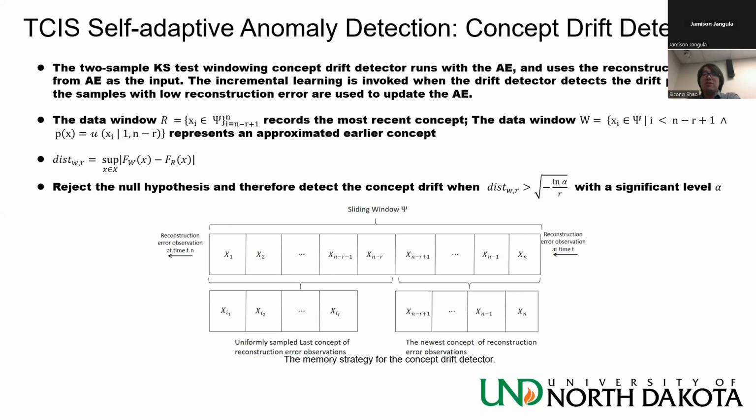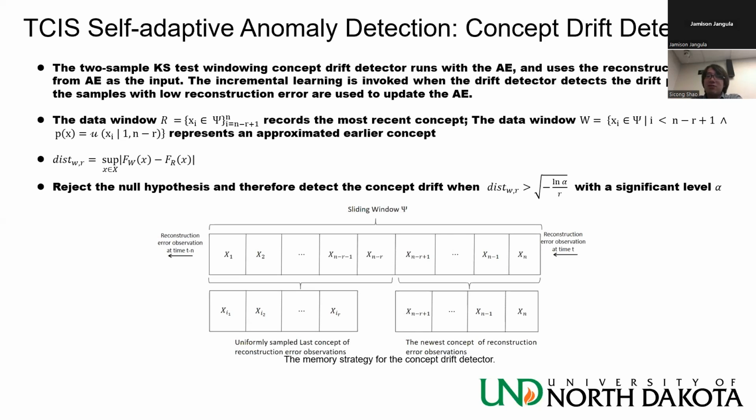Basically, we use the reconstruction error. It can represent and summarize the distribution of your whole system. So we use the concept-drift detection to monitor your reconstruction error, also known in this context as the anomaly score. And we create two windows, with one window recording the latest concept, and another window recording the earlier concept, and then we compare the CDF, the distribution inside those two windows.